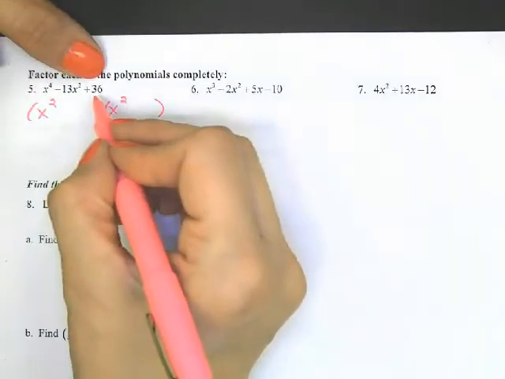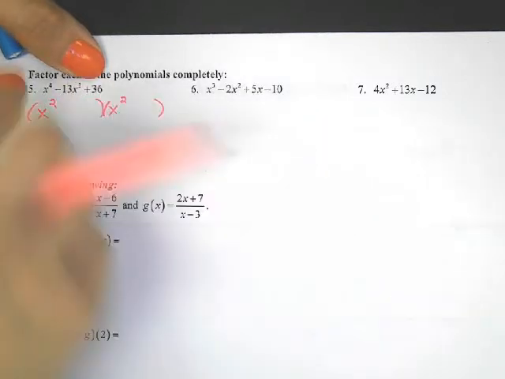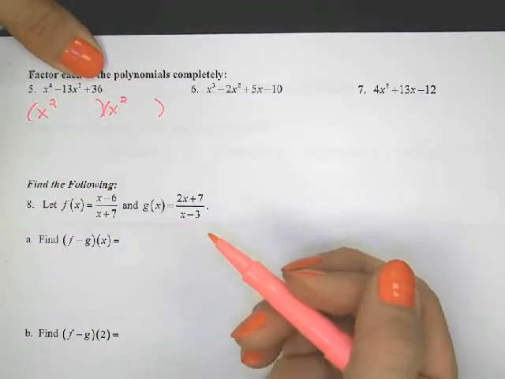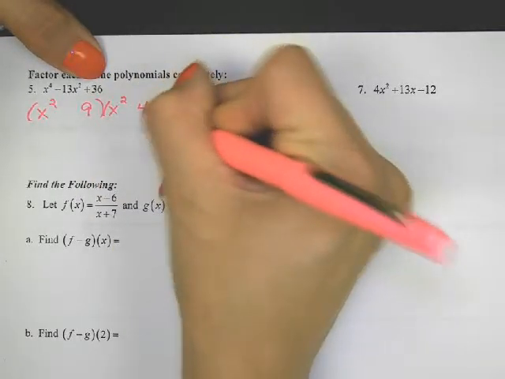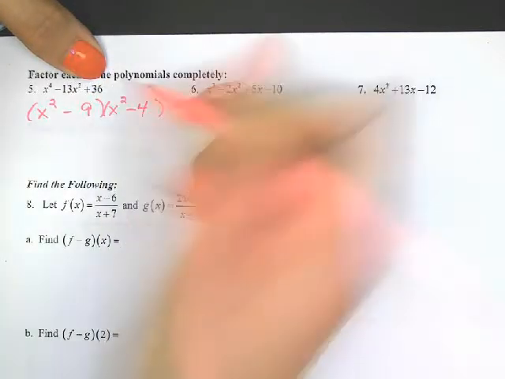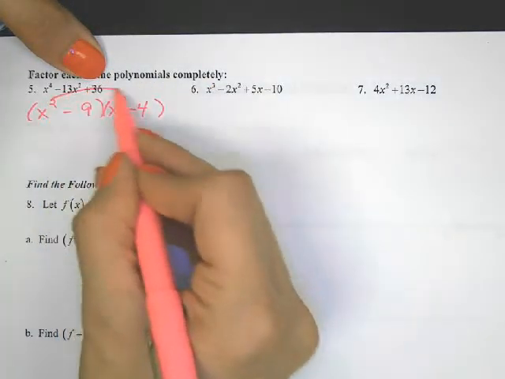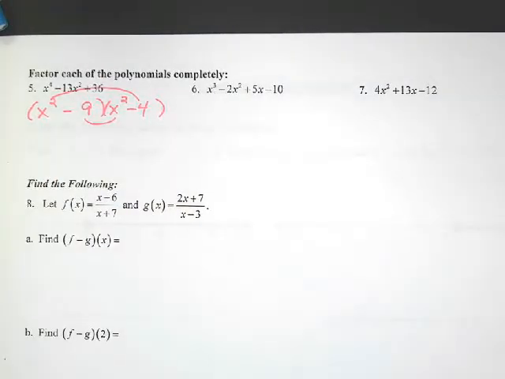Okay, 36. The way that a 36 can break up and make a 13 is not 6 and 6, because that makes 12. How about a 9 and a 4? But if they're both negative, that'll make a positive. Let's check. Outers and inners. Yep, that makes negative 13.